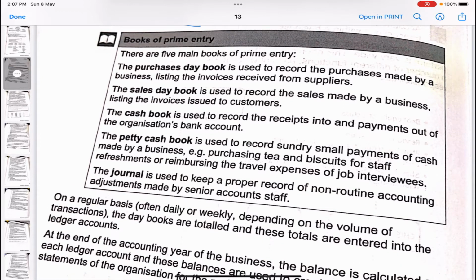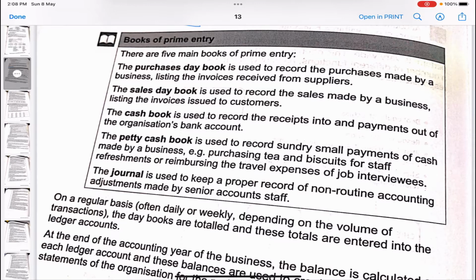There are five main types of books of prime entry: the purchases day book, the sales day book, the cash book, the petty cash book, and the journal. The purchases day book is used to record the purchases made by a business, listing the invoices received from suppliers. When we purchase something, they send us an invoice, so we record that. The sales day book is used to record the sales made by a business, listing the invoices issued to customers, the invoices we have sent.